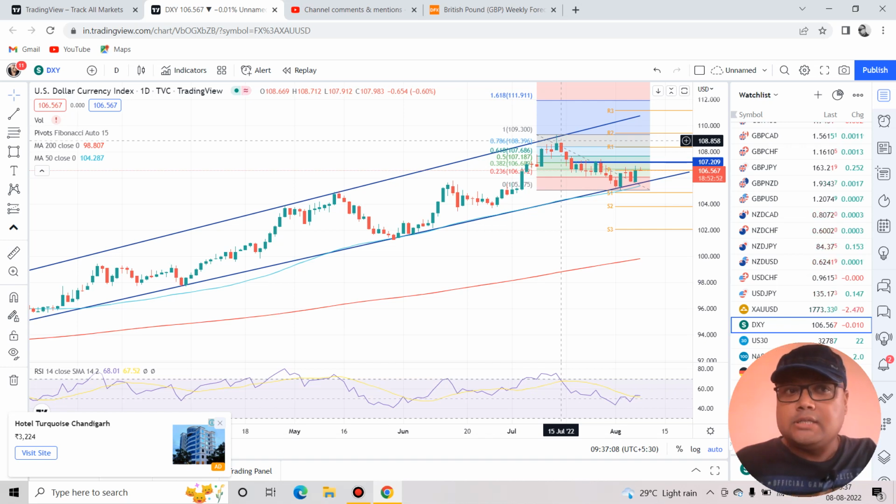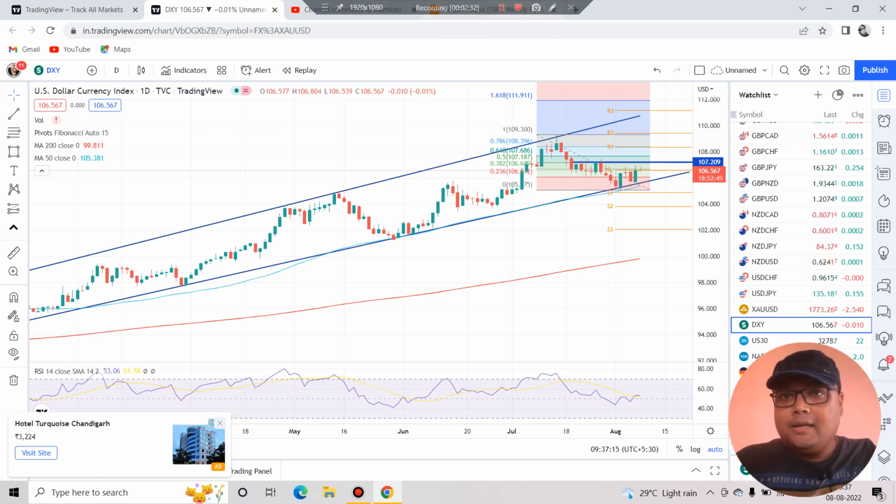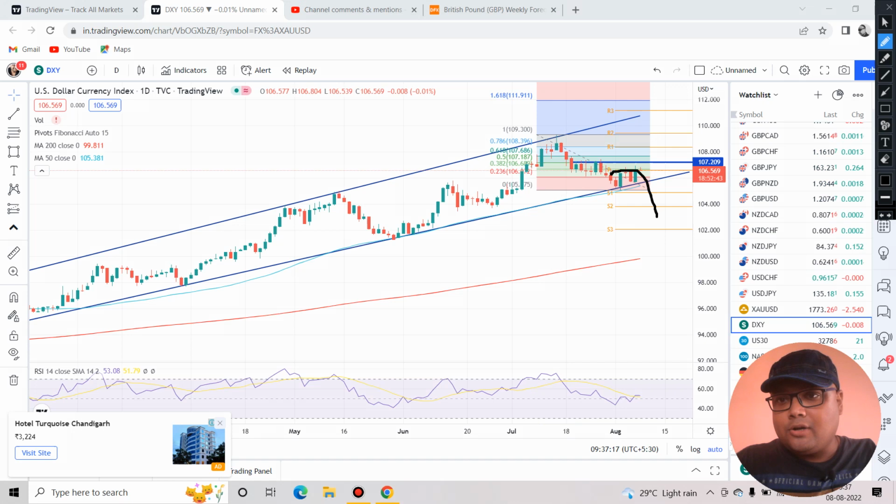Overall, the dollar is still bullish. Dollar is in an uptrend right now. Until and unless we have something like this on the chart of DXY, okay, we cannot consider it as a trend reversal. Dollar is still bullish.